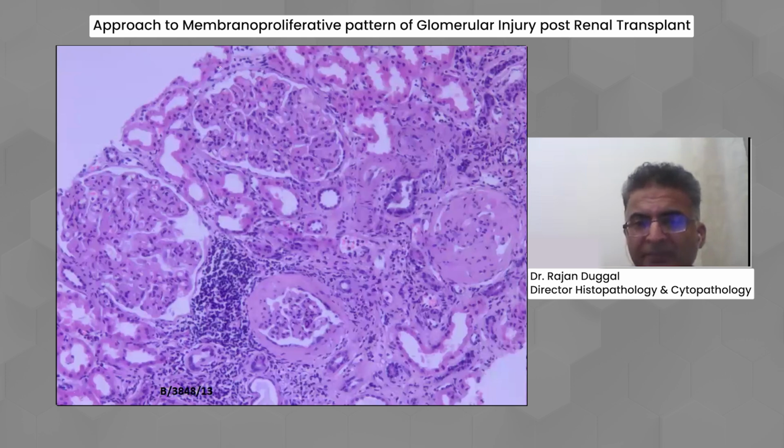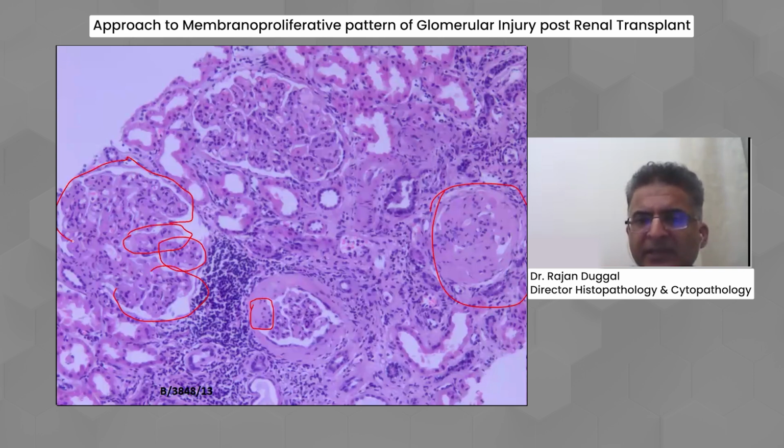Okay. Similarly, look at this glomerulus. You can see this is a globally sclerosed glomerulus. This is a glomerulus which is showing segmental sclerosis in this area. And these glomeruli are showing lobular accentuation. You can see a tuft like this, a tuft like this, a separate tuft like this, and then these tufts. So all this suggests that there is a lobular accentuation.